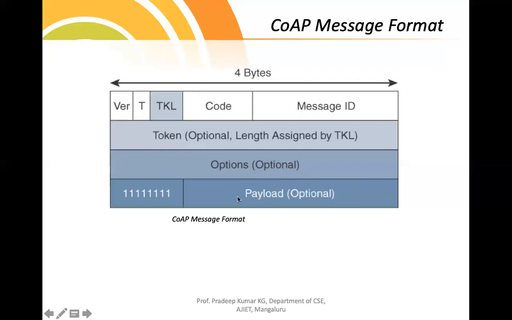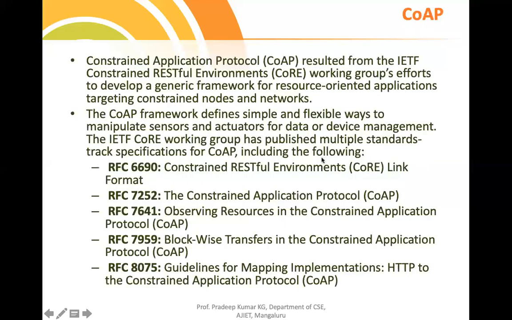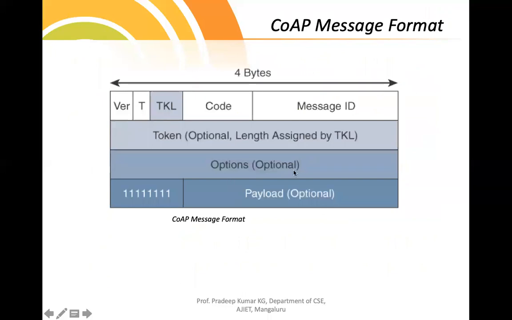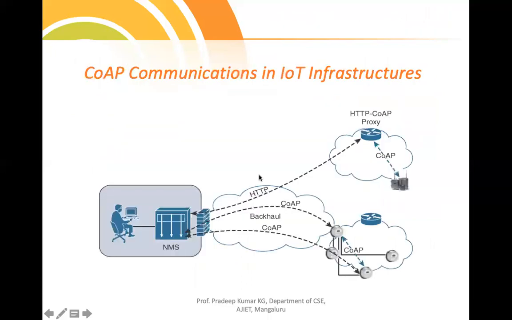Then we have a payload. Payload is again optional. Payload is nothing but the actual data we can have. So this is about the CoAP message format. As far as message format is concerned, it is supposed to follow this entire structure. This is written in the guidelines. If you want to map from one level to another, from HTTP to our tiny computer methodology, the constrained application protocol, then we should have this mapping structure. That is what we can write over here. So this is the CoAP message format.